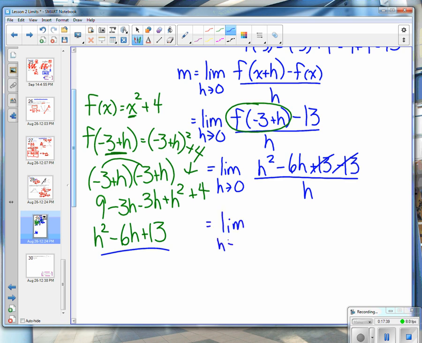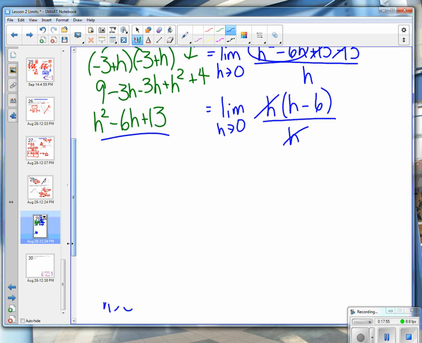Limit as h approaches 0. You can see in the top here that obviously we can factor out an h. So I've got h minus 6 over h. Again, just like before, those guys are going to cancel. And I'm saying just like before because you're going to notice this quite a bit. Your numbers are going to cancel, and your h on the bottom is always going to cancel.